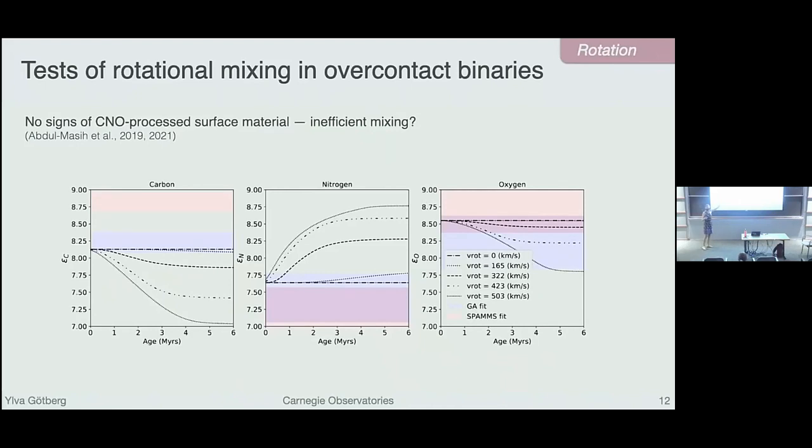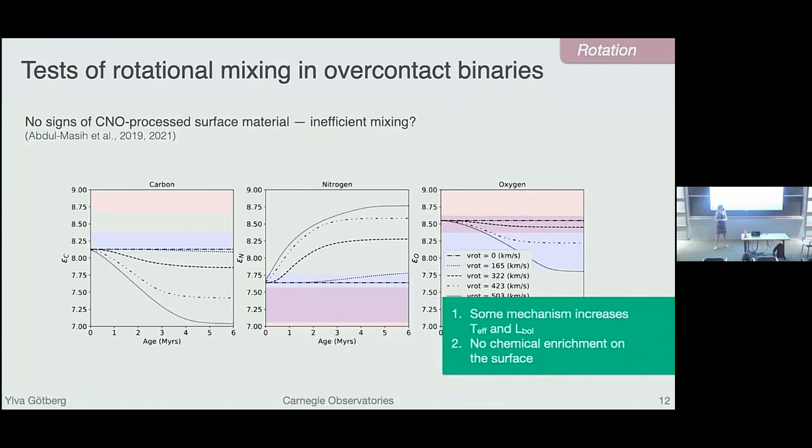So what does that mean? Does it mean that we didn't dig into the CNO-processed material? Or does it mean that this is working in some slightly different way? So I think there are some things that we can still understand here. So some mechanism increases the effective temperature and luminosity, but nothing is really happening to the surface composition. Questioning, I would say, what's up with rotational mixing.